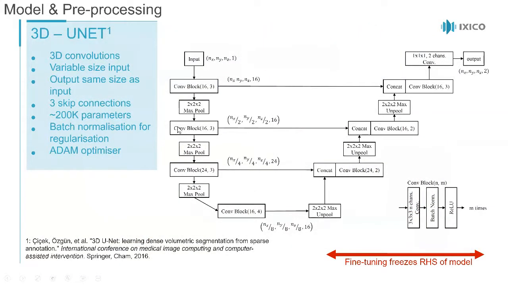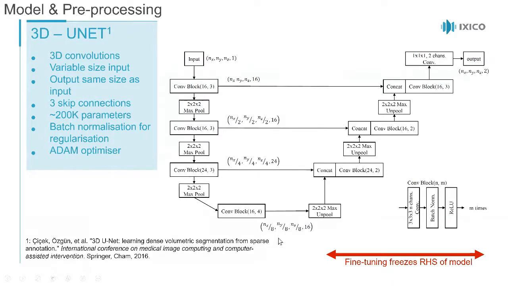So the model itself is a 3-dimensional U-Net, which means we're applying convolutions in all 3 dimensions of space. Because we don't have any fully connected layers, we can vary the input size, which is obviously crucial because we are considering different ROIs. And we have 3 skip connections, which in this particular architecture results in about 200,000 parameters. For regularization, we're using batch normalization, and everything is implemented in TensorFlow 1.15, and we're using the Adam optimizer.